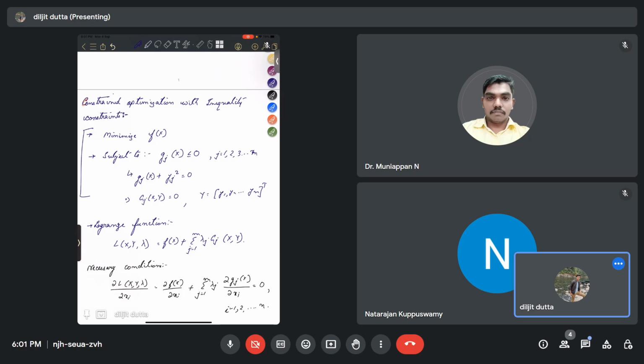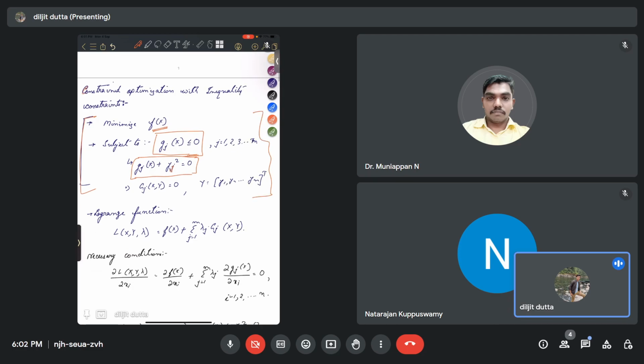So this is the standard form of this optimization problem with inequality constraint. We have to minimize the function f of x, subject to a constraint where gj of x is less than or equal to 0. Since it is an inequality constraint, we can add a slack variable yj square to make it an equality constraint. We're taking yj square because even if yj is negative, yj square will be positive. So the summation with gj of x will be equal to 0.